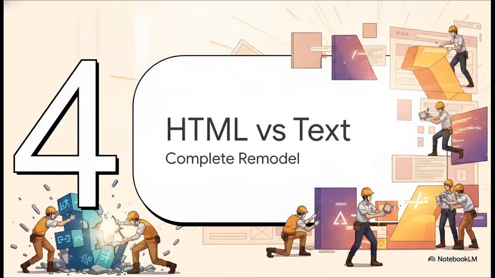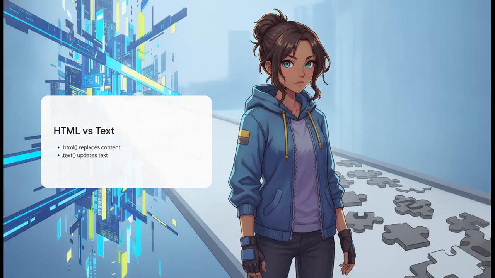Okay, Section 4, Content Swap, HTML versus text. This is the complete remodel. This right here is absolutely crucial. You have to understand the architectural distinction between the .html and .text methods. .html aggressively replaces all existing inner content with brand new HTML code that the browser will actually execute and render. .text, however, updates only the text content, actively preventing any code execution whatsoever.